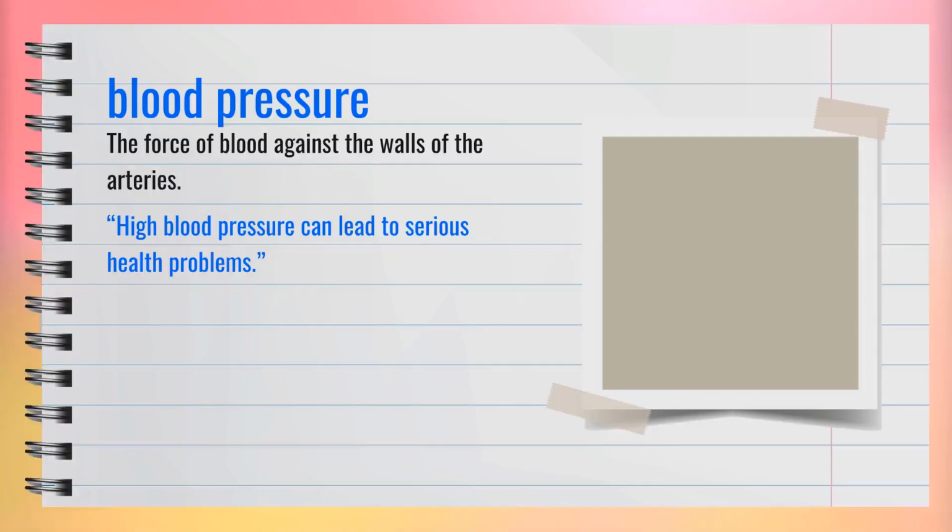The word blood pressure is a term for the force of blood against the walls of the arteries. For correct pronunciation, say blood pressure. Synonyms include hypertension and arterial pressure. In an example sentence, high blood pressure can lead to serious health problems. So blood pressure is the force of blood in our arteries.